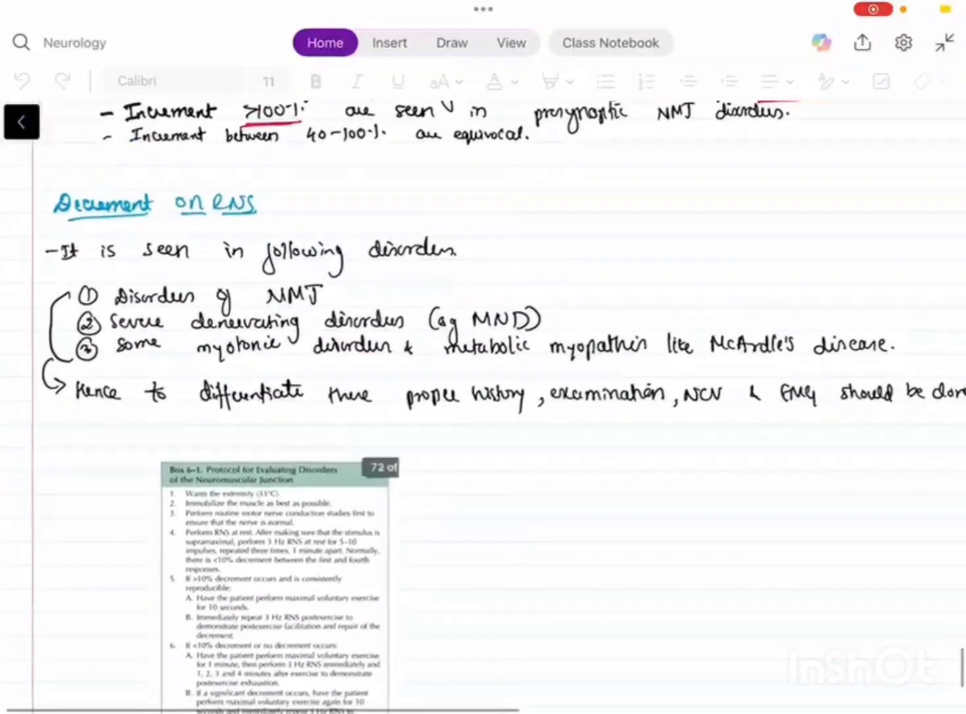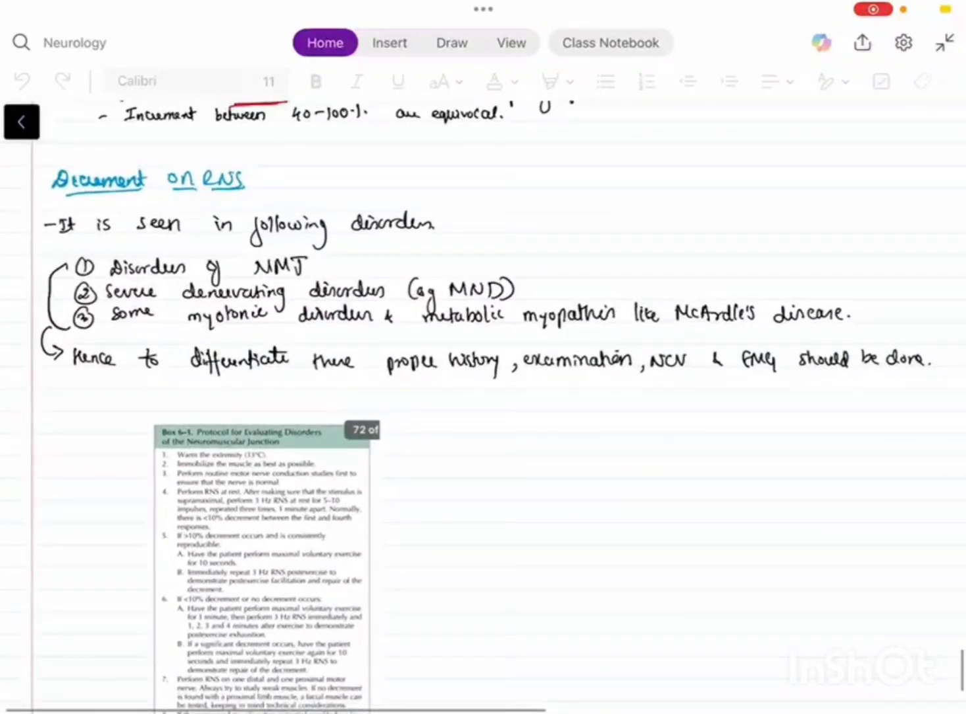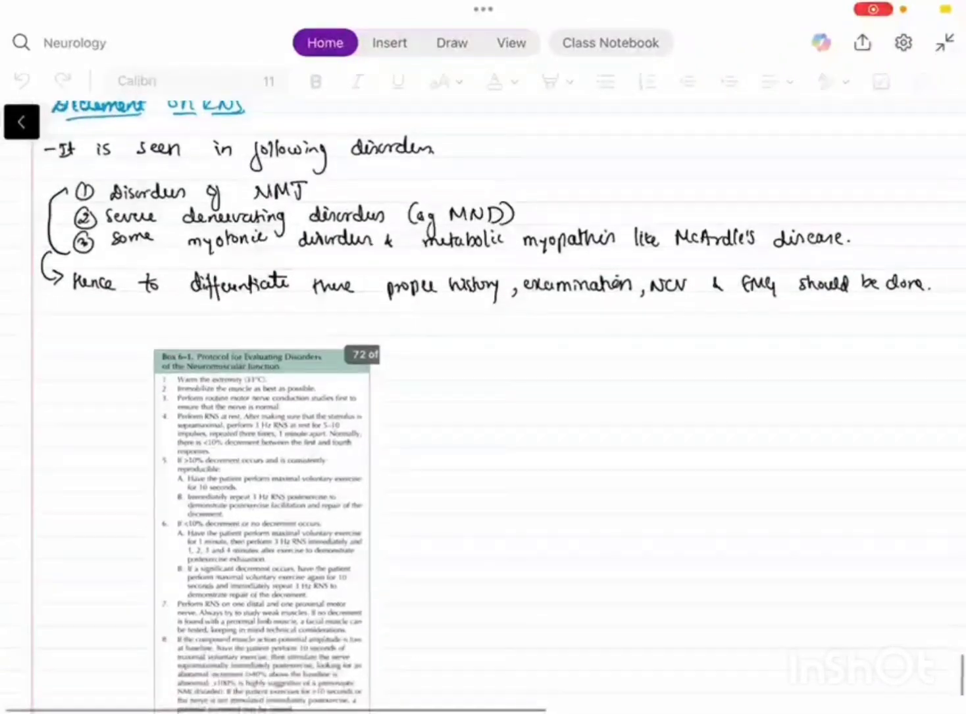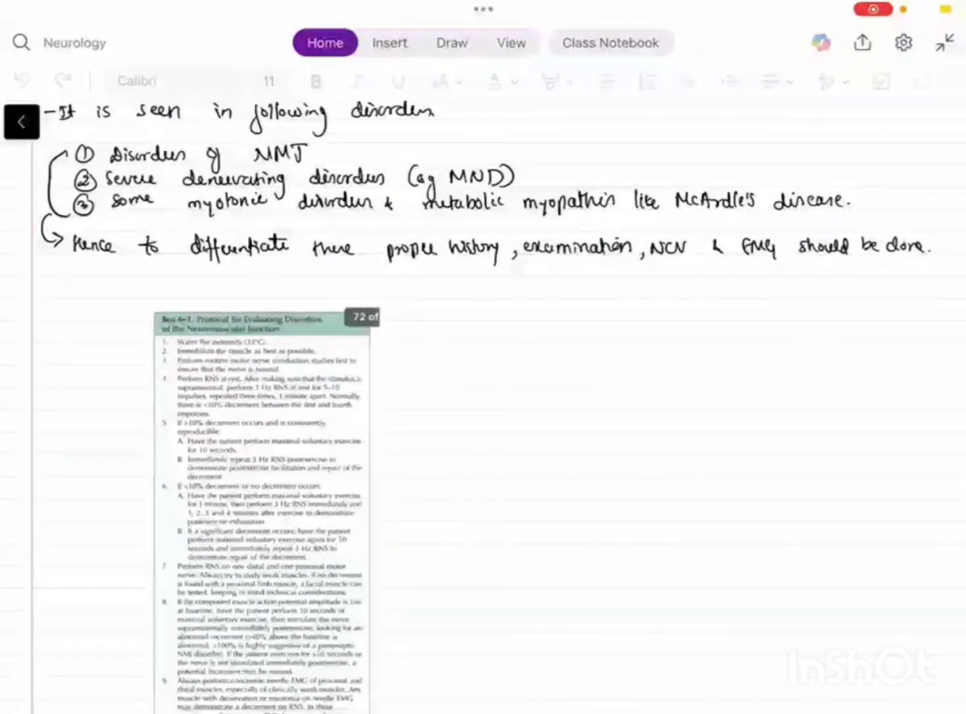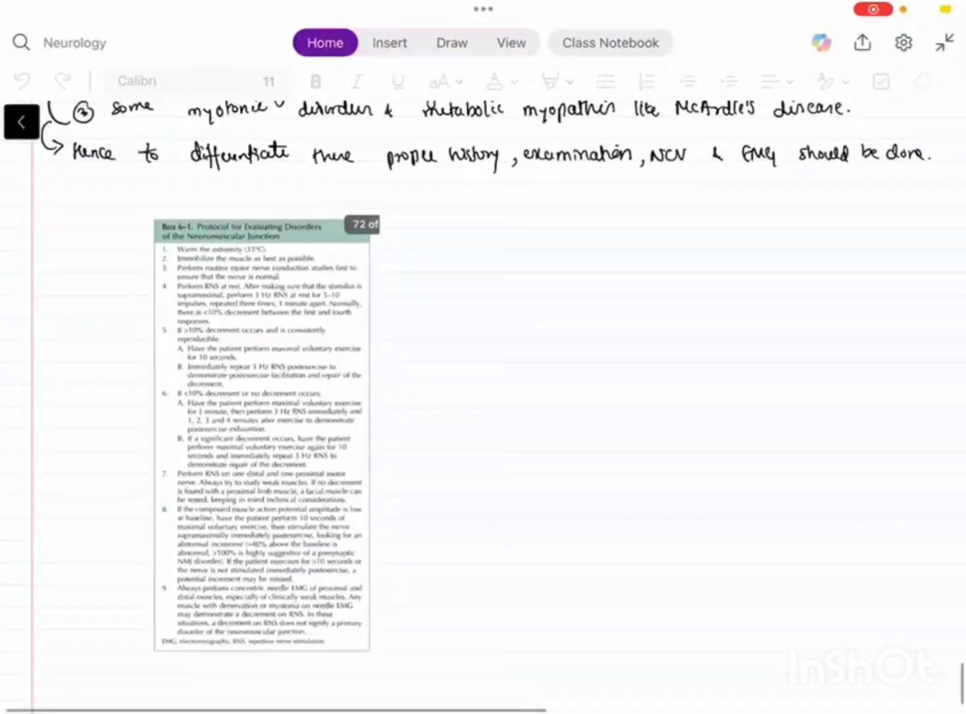Then decrement on RNS is seen in the following disorders: disorders of the NMJ, severe denervating disorders like MND, some myotonic disorders and metabolic myopathies like McArdle's disease. Hence, to differentiate these, proper history, examination, nerve conduction studies and EMG should be done.